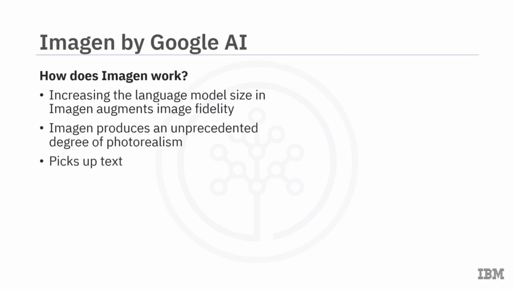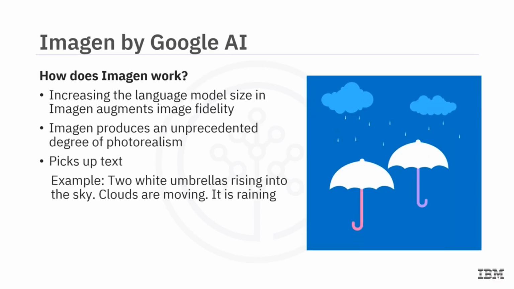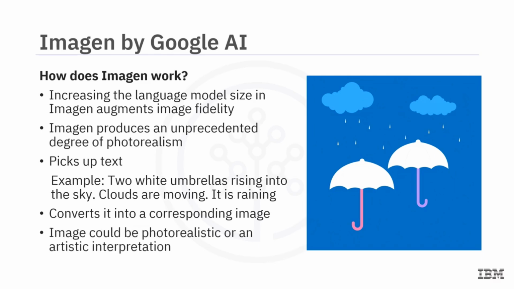The model picks up text, such as "2 white umbrellas rising into the sky. Clouds are moving. It is raining," and converts it into an image depicting just that. The image could be either photorealistic or an artistic interpretation.